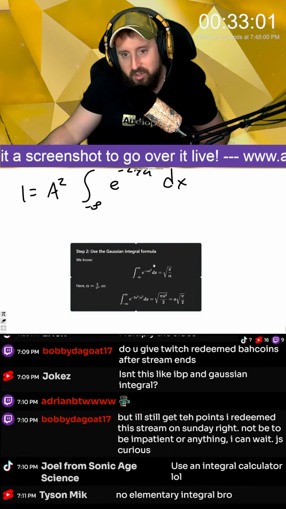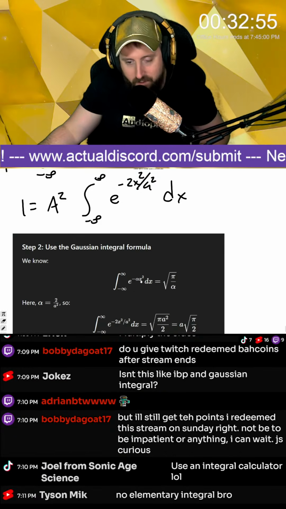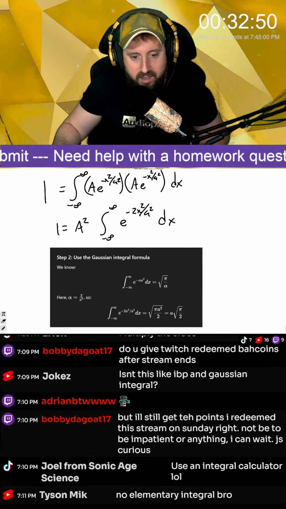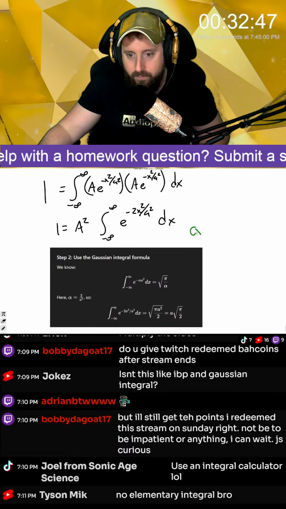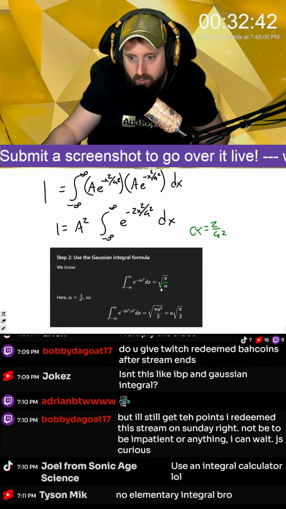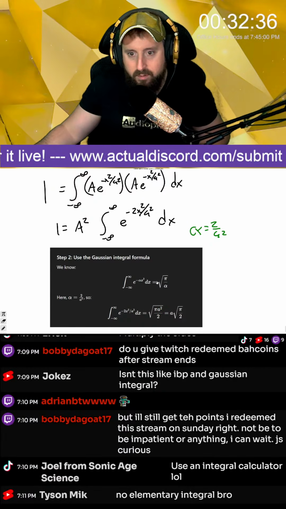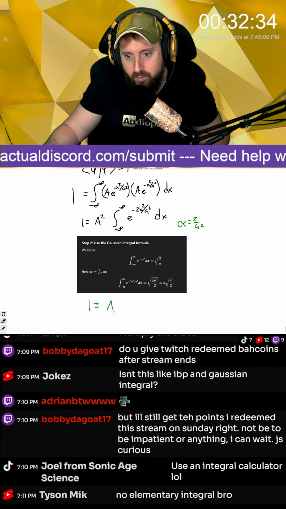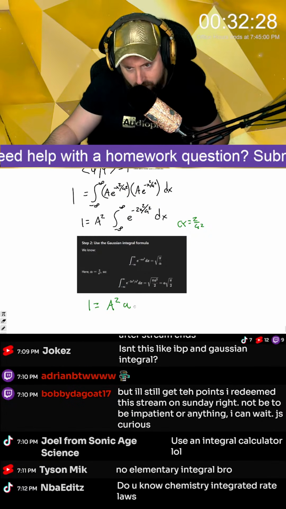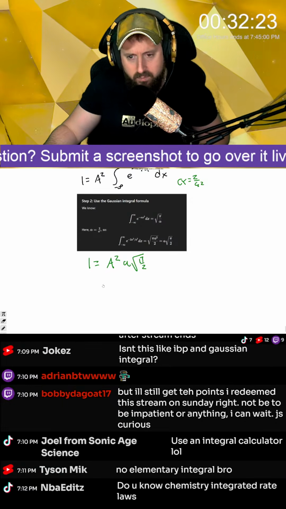Yeah. Okay, so this is the trick here. The integral from negative infinity to infinity of e to the negative alpha x squared dx is the square root of pi over alpha. So in this case, alpha is equal to 2 over a squared, right? So then you get 2 over a squared, but then it could come out as a square root. All right, so this becomes 1 is equal to a squared, another a, square root of pi over 2.